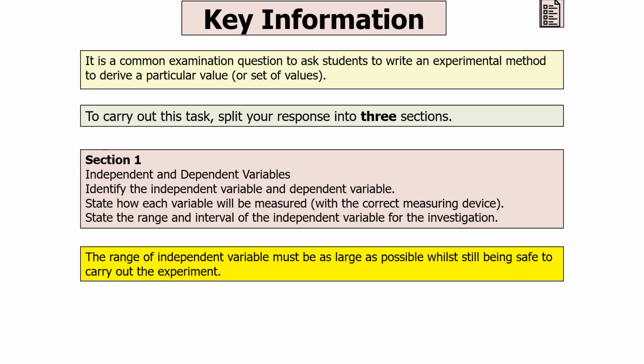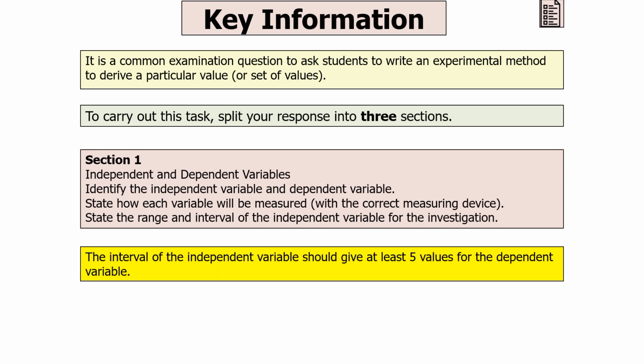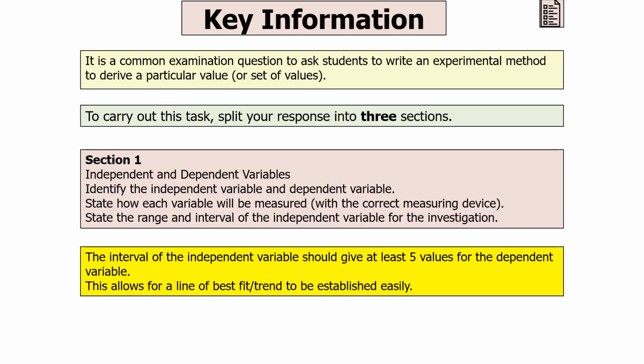Now it's important to note that the range of the independent variable must be as large as possible while still being safe to carry out the experiment. Now the experimental range is the set of values for which the conclusion, the trend, the values that you calculated are valid for. So the interval of the independent variable should give at least 5 values for the dependent variable in your experiment. Now this will allow for a line of best fit or a trend to be established easily.